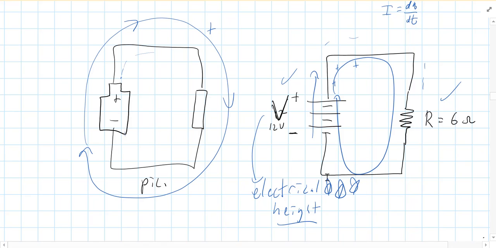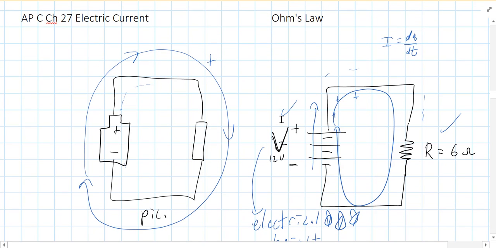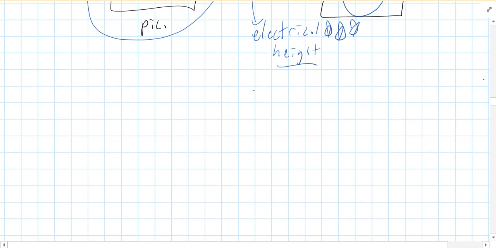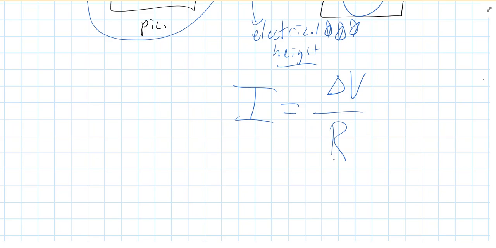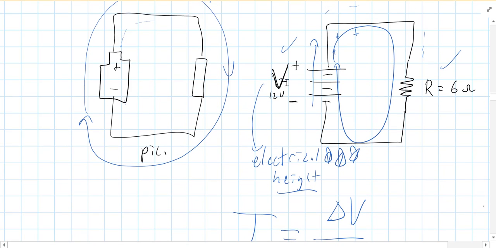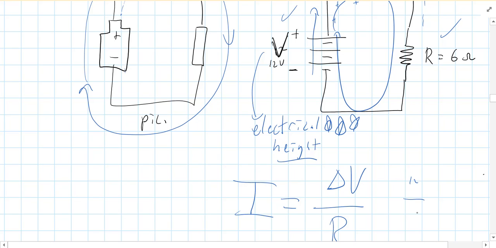Now, how many skiers will flow? It turns out that the equation to figure out the current flowing is very, very simple. The current that flows through the circuit is equal to the change in voltage of the circuit divided by the resistance of the circuit. The more height you give them, the quicker they'll flow. It's a way to think of it. And the more resistance you throw in the way, the fewer of them will flow.